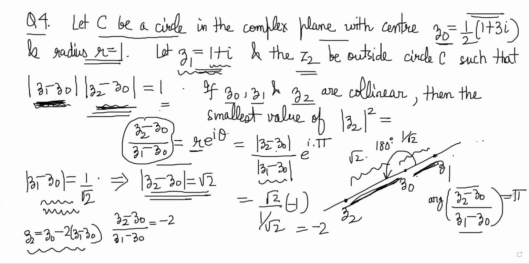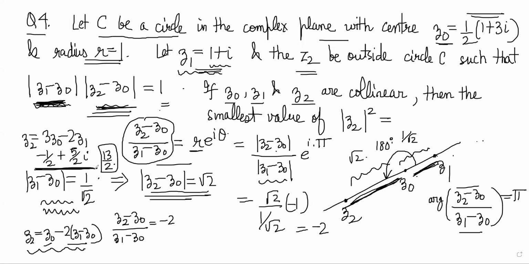Here it could be plus or minus pi also, right? That doesn't make any difference. So we are getting this value, and we know Z0 and Z1, so we can actually find the complex number. One of the values that we are getting is Z2 equals 3Z0 minus 2Z1. If you calculate that, you will get, I think, minus half plus 5 by 2 i. And in that case, the modulus is coming out to be 13 by 2.